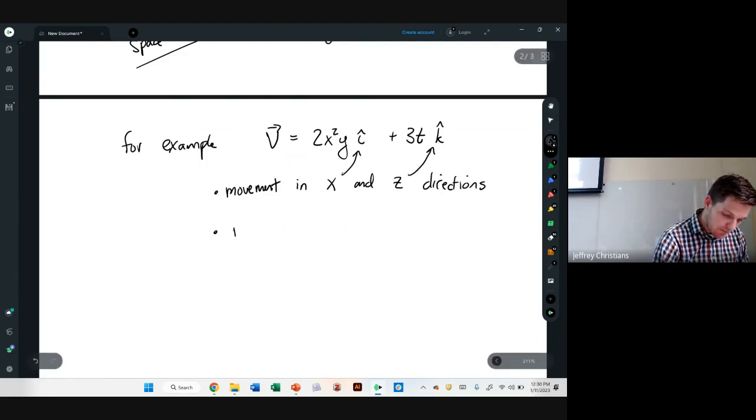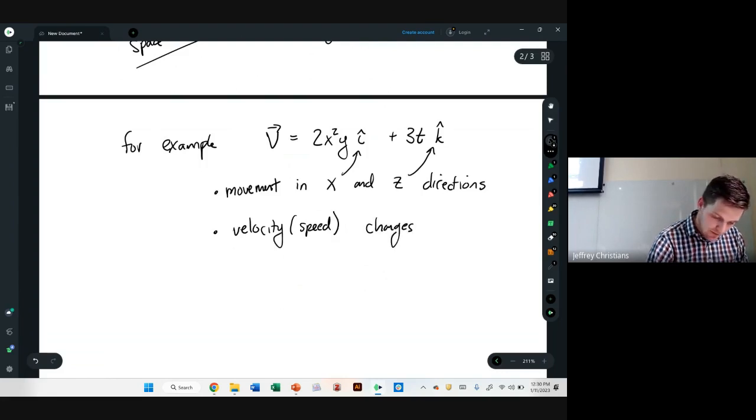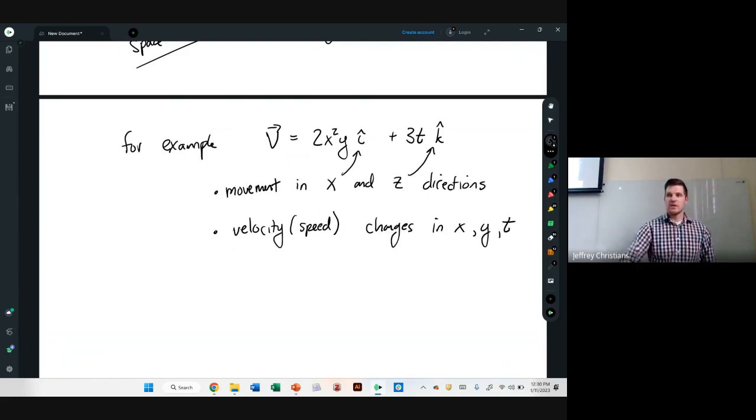But our speed changes in X, Y, and with time. Okay, so what does that mean? So that means we're pointed in, say, X and Z, maybe like that. But as we go this way, we maybe get faster or slower. So we're not pointing that way, but as we move in the Y direction, we would get either faster or slower, depending on which way we move.